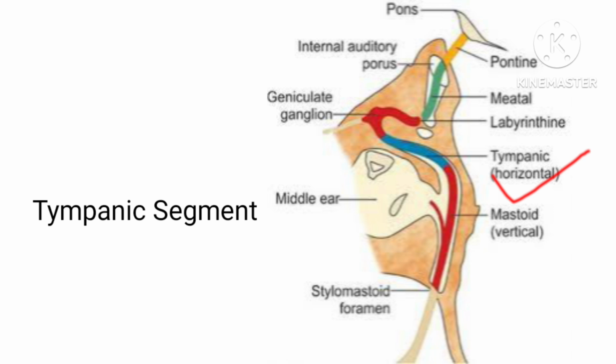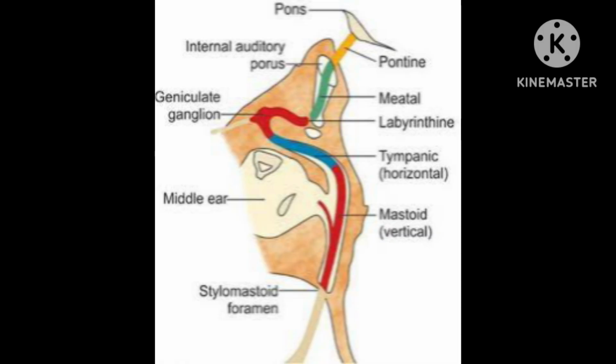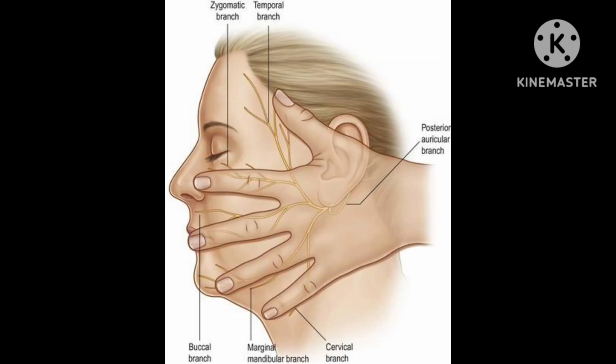After the tympanic comes the mastoid part. It passes vertically downwards in this part along the posterior wall of the middle ear to reach the stylomastoid foramen. From the stylomastoid foramen, the facial nerve leaves the skull, passes through the parotid gland, and splits into 5 branches of facial expression.